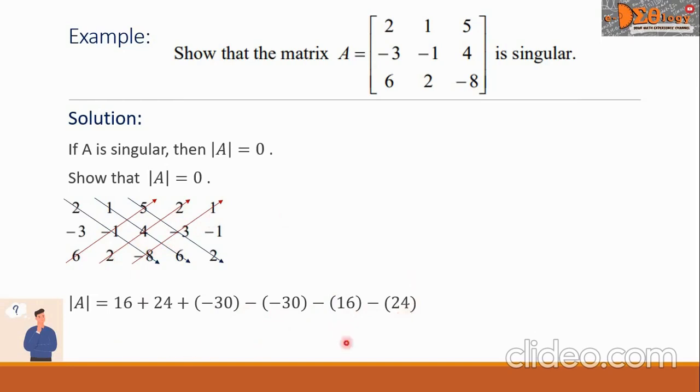From here, we can simplify. As you can see, this positive 16 can be cancelled with negative 16. Positive 24 is cancelled out with negative 24. This negative 30 will be cancelled with this positive 30. So determinant of A equals 0. Therefore, matrix A is singular.